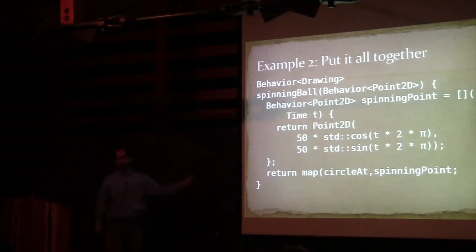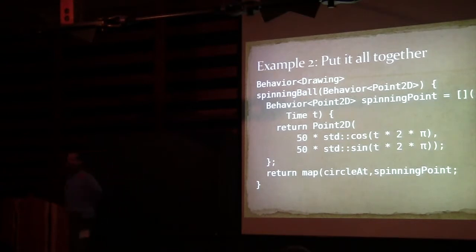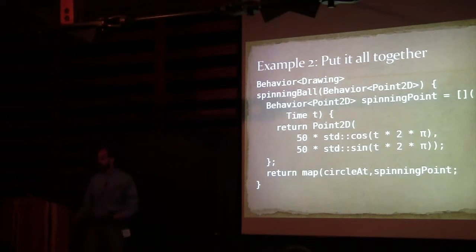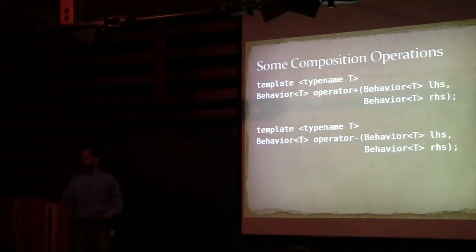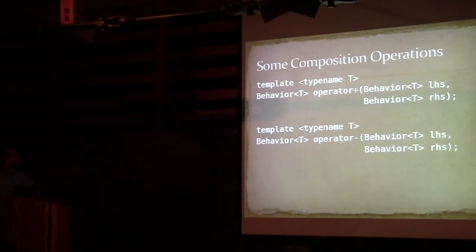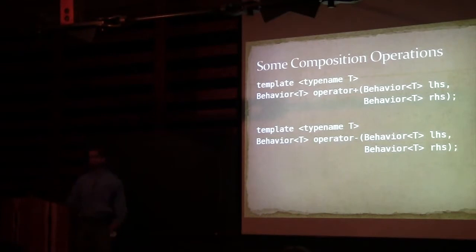And we're going to come back to this in a minute. Has everybody got this? Ready to go to the next slide here? All right. So we can make some composition operations out of this map function, like plus and minus. So can someone describe to me what plus and minus means for behaviors?